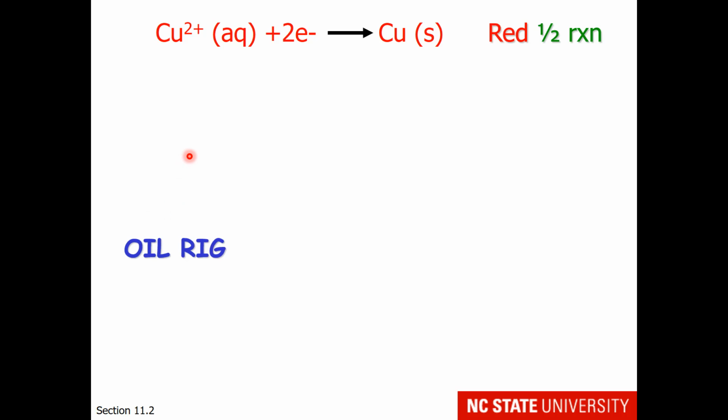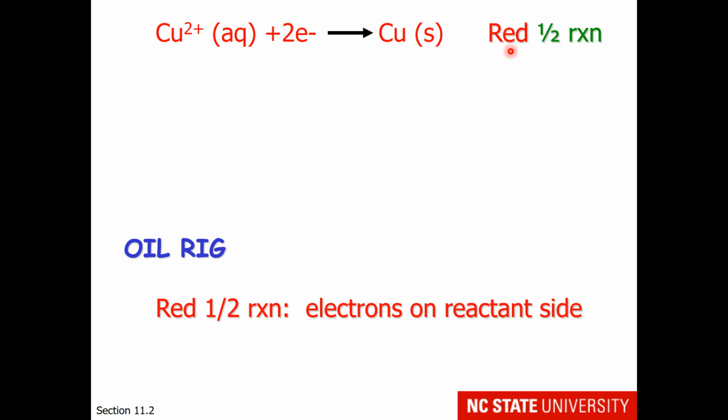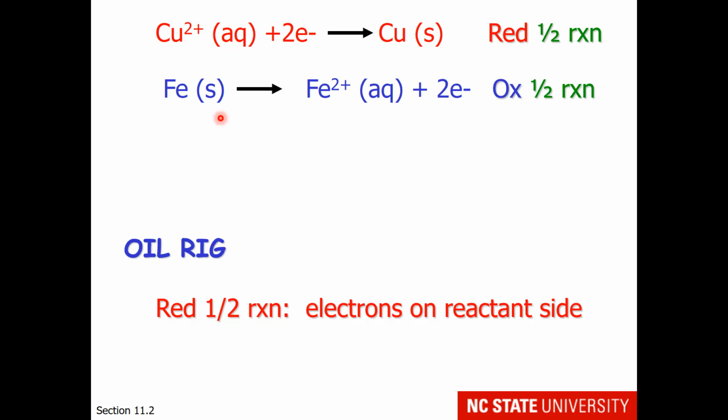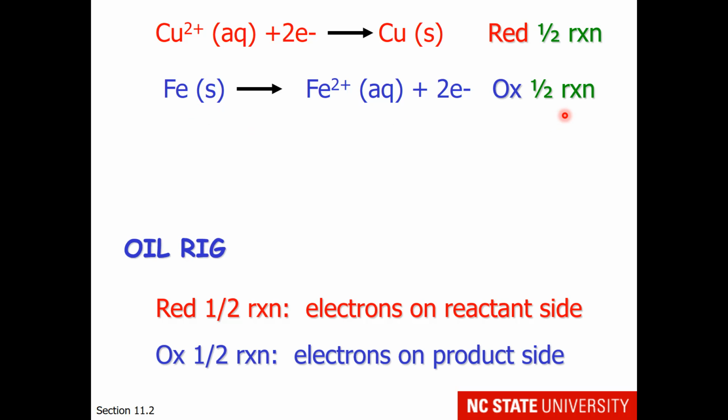Let's go back to our example of the iron wire in copper sulfate. Here is the reduction reaction for the copper 2 plus. Remember that for the reduction reaction, which is gaining electrons, the electrons are on the reactant side. This is our oxidation half reaction. And for oxidation, that is losing electrons, so they will be on the product side. Here is the mini reaction that is happening to the iron.